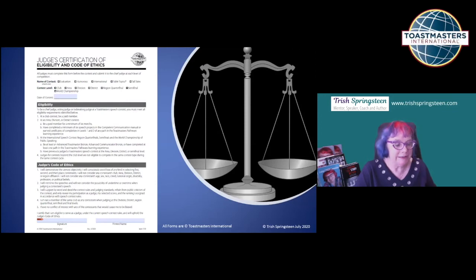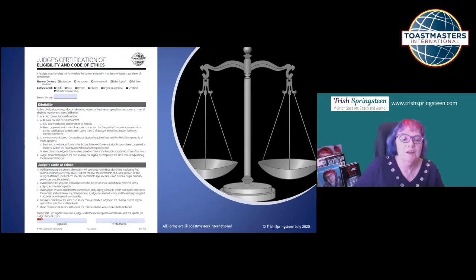This is what you need to sign as a judge. All judges nowadays are asked to sign this. And that's the certificate of eligibility and the code of ethics, which is what I've been coming to. Everything I've been talking about in the previous slides actually comes to this, because you are now asked to sign this. This form will be given to you.